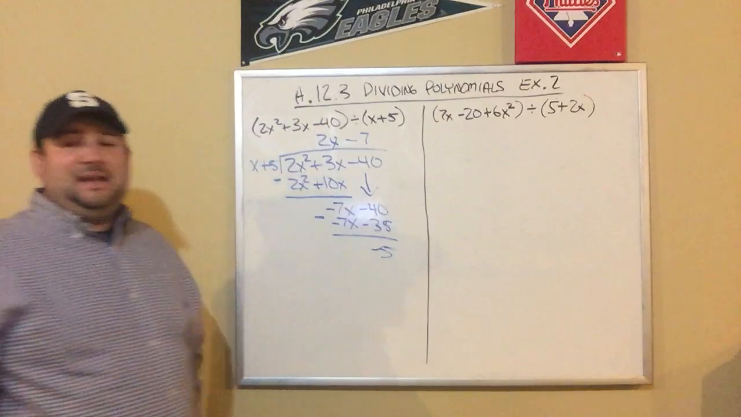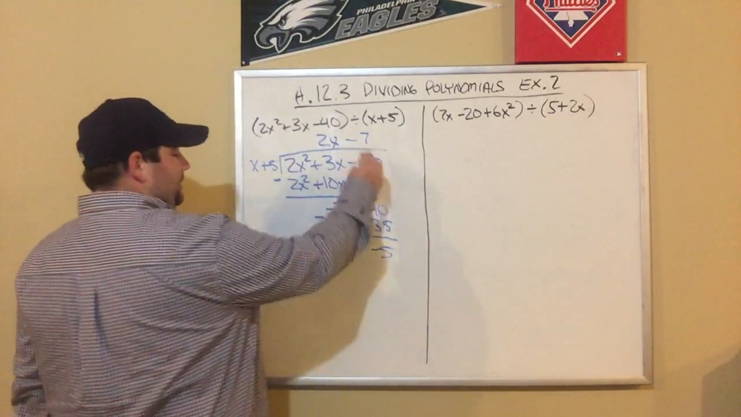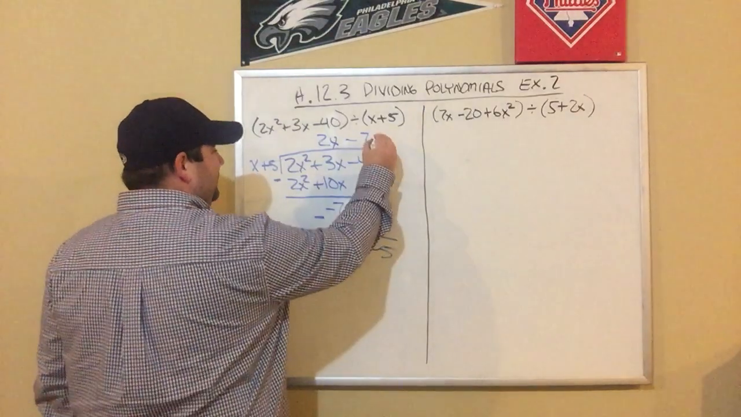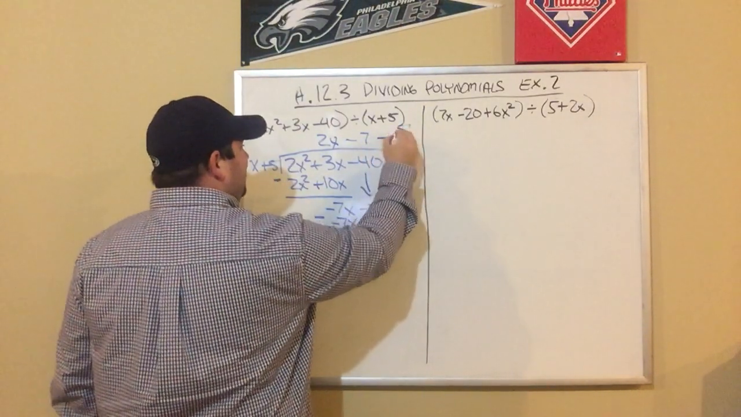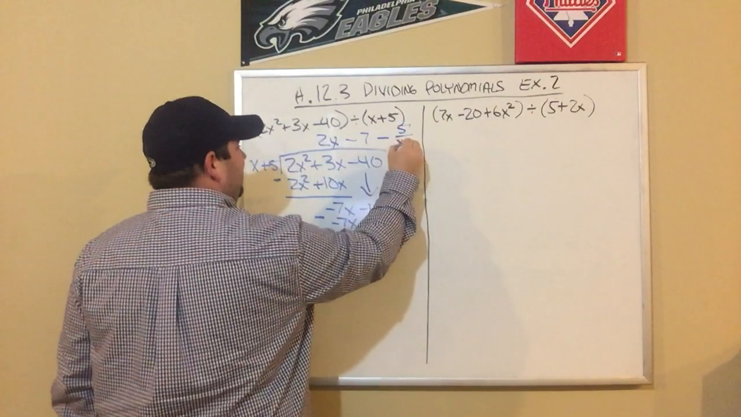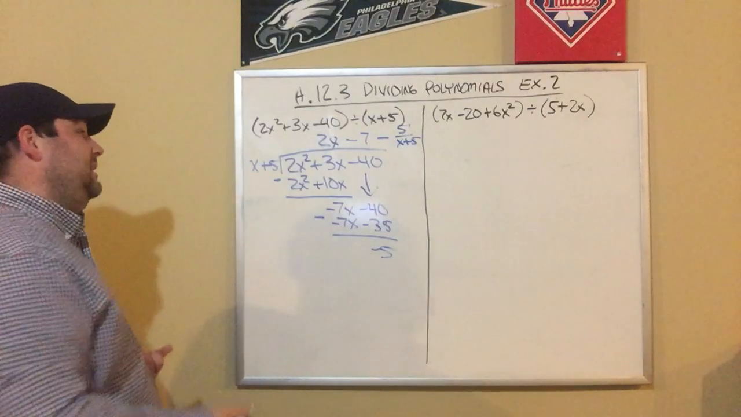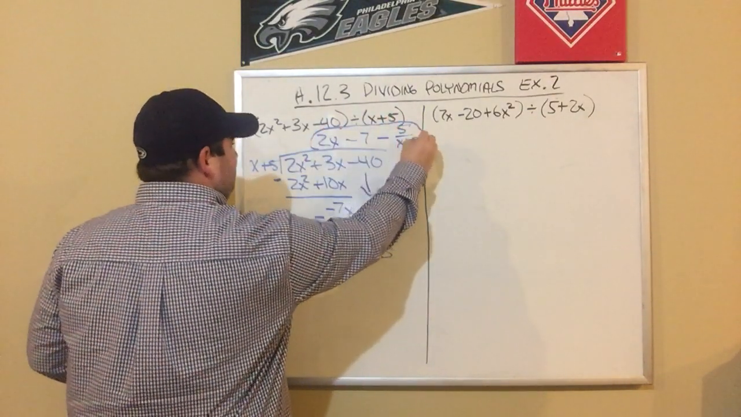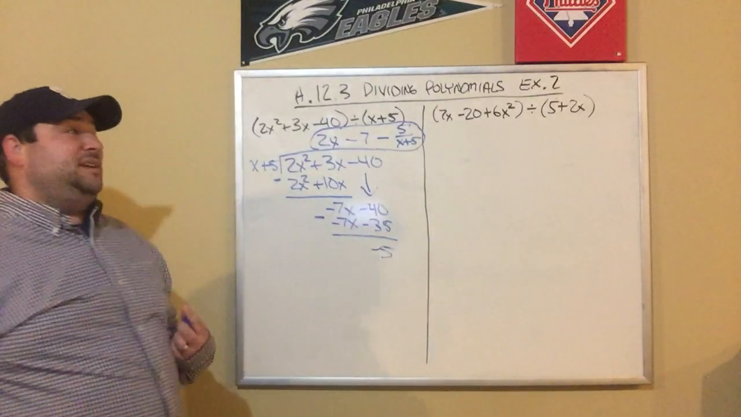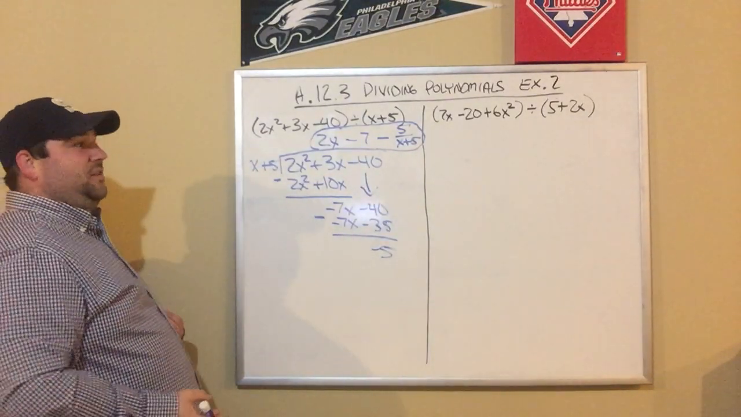We've got a remainder. So what happens when you've got a remainder is, since this is minus 5, we're going to do minus, and then we take this 5 and we put it over x plus 5. You put it over whatever you were dividing by. And that is our answer. So 2x minus 7 minus 5 over x plus 5.